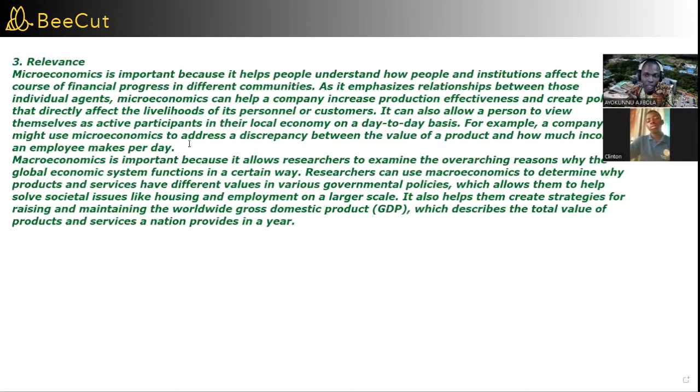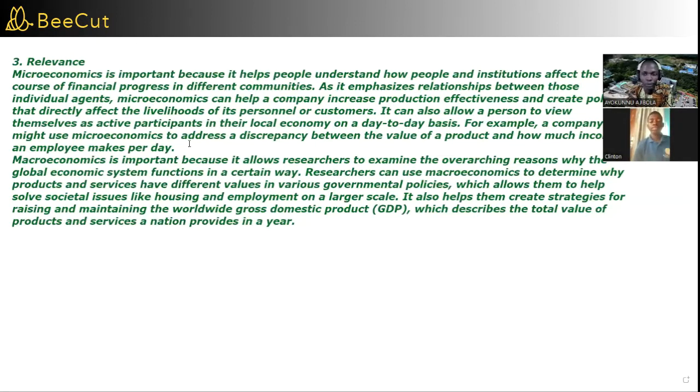But when the lockdown came, everybody started using the face mask. So with that, the economy functions in a way that is rather irrational than expected. So researchers can use macroeconomics to determine why products and services have different values in various governmental policies. And this allows them to solve societal issues like housing and employment on a larger scale.